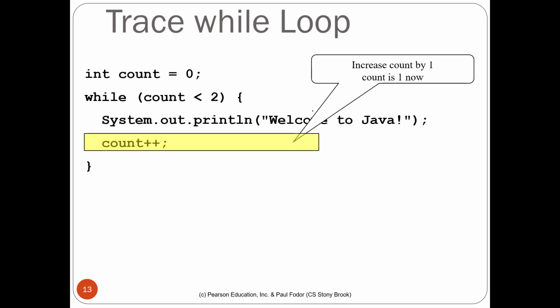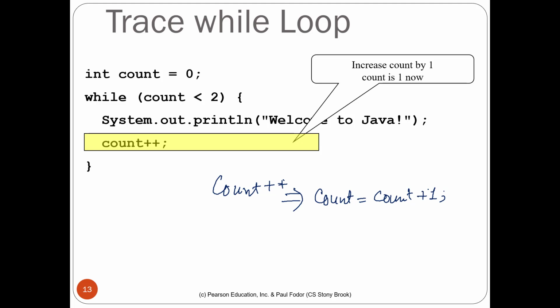So when you do count plus plus, that means count is equal to count plus 1. Now the count is 1. You see that right here. Now the count is 1 because you do count plus plus, and count plus plus is the same as count is equal to count plus 1. Okay, good.